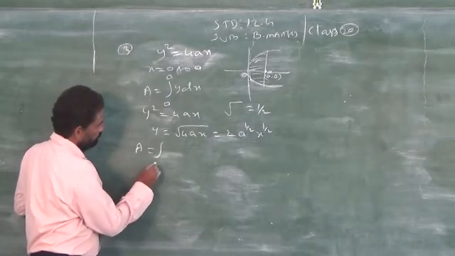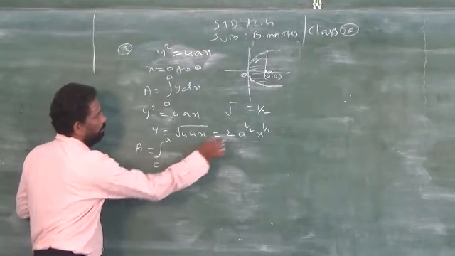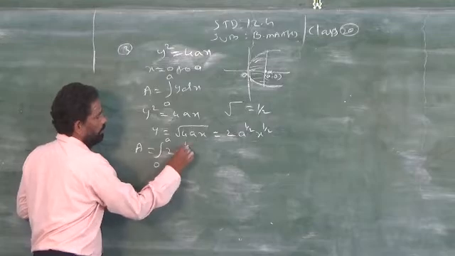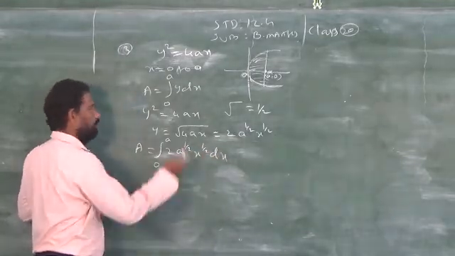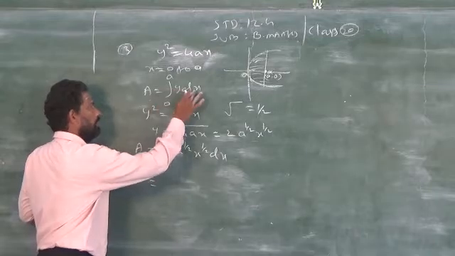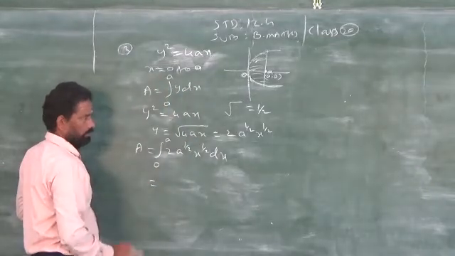Area, 0 to a, in the place of y, 2, a power 1 by 2, x power 1 by 2 into dx. Even if you take the minus y dx formula, you will get the same answer. Clear?